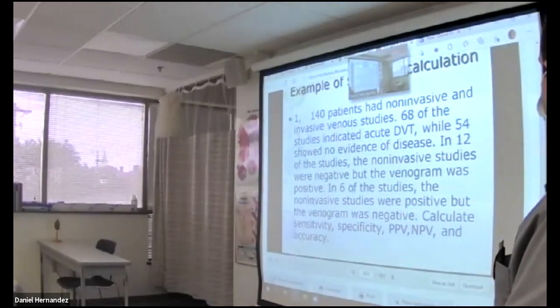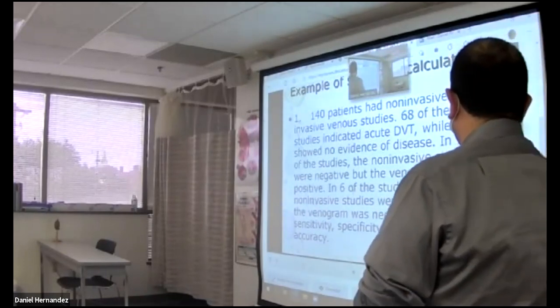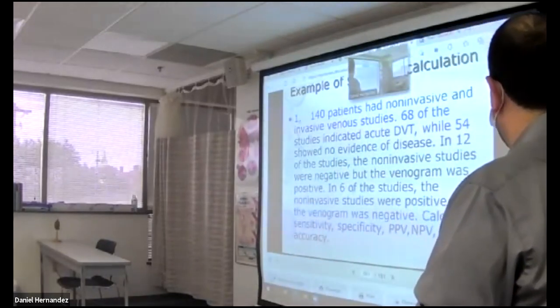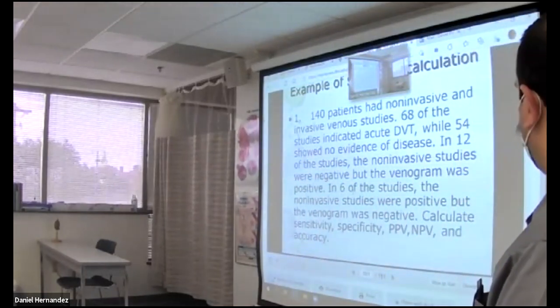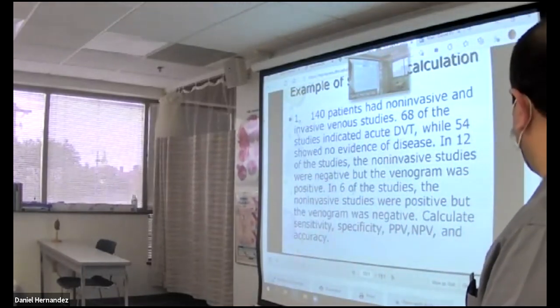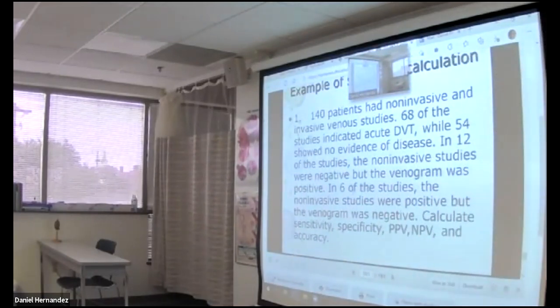All right, so in 12 studies, the non-invasive studies were negative, but the venogram was positive. So that would be our test is negative, but they actually had the disease. So we could put 12 into our false negative.